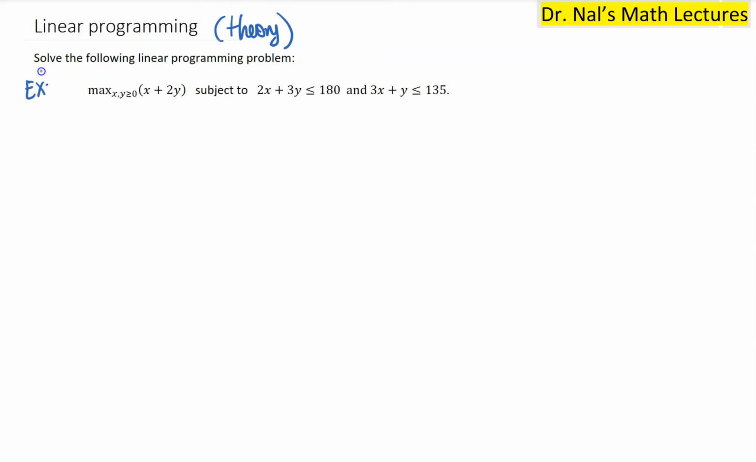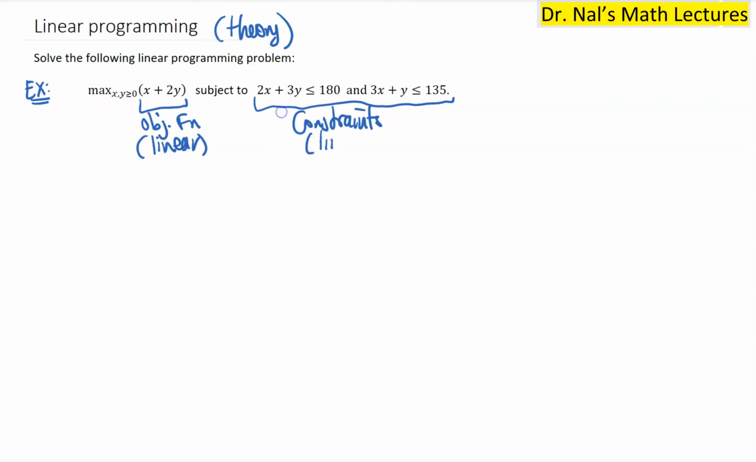So in this example, we have an objective function. So this is our objective function. And these are the two constraints, right? So these are our constraints. The thing that makes this a linear programming problem is that both the objective function and the constraints are linear. Linear here, linear here. Linear means that the exponents of the x and the y are all 1.